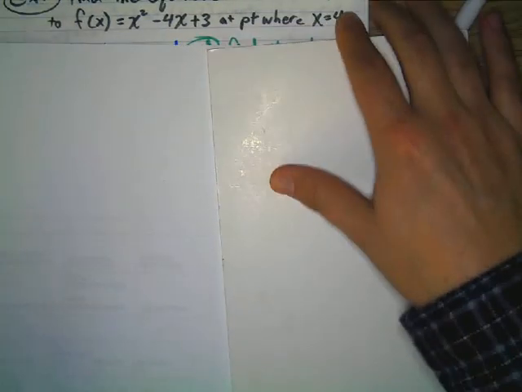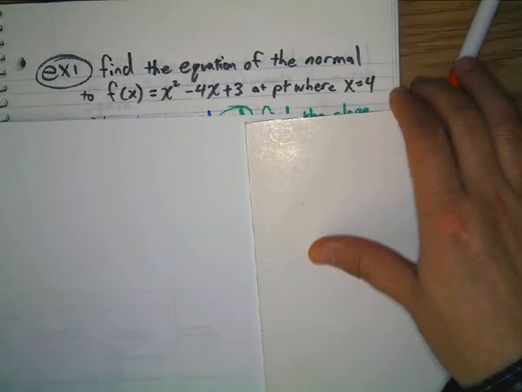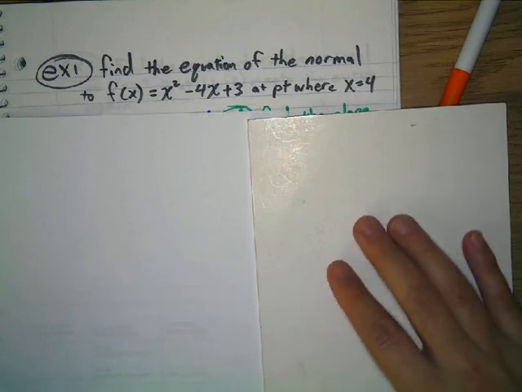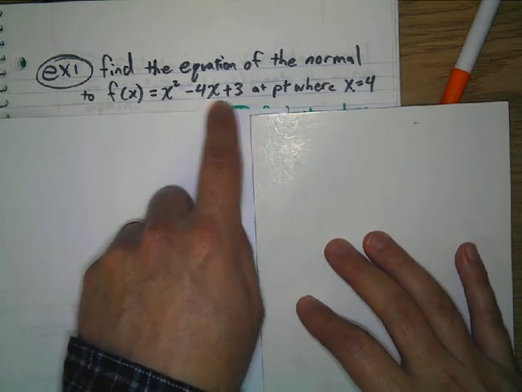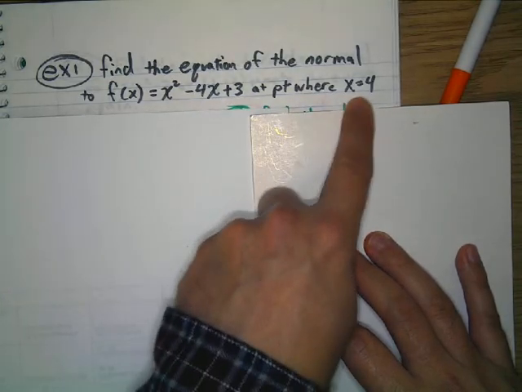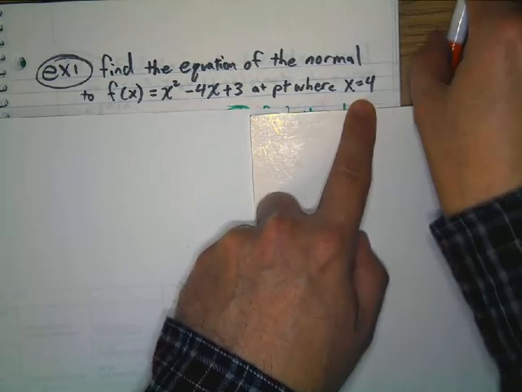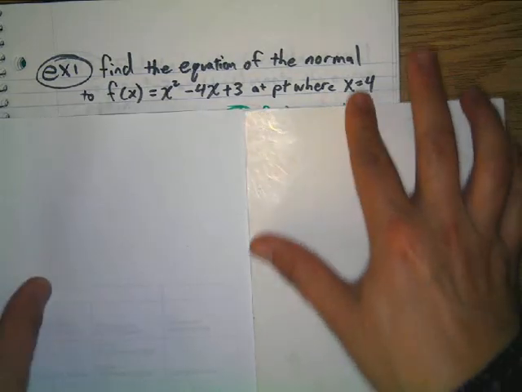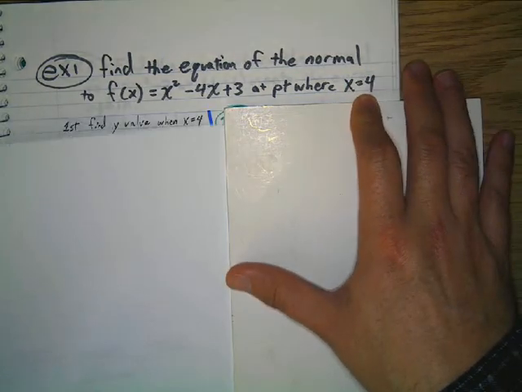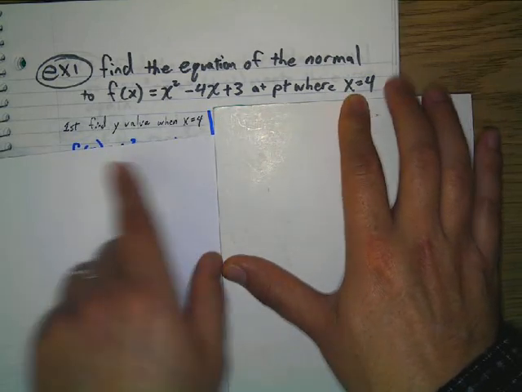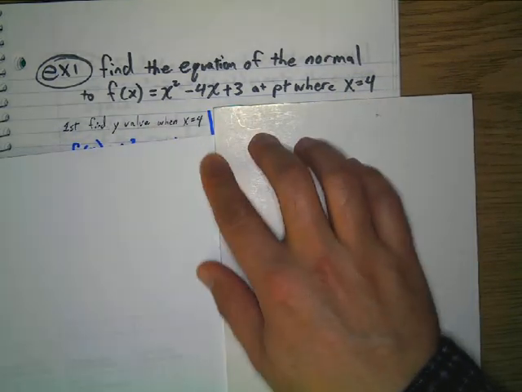So the first question we're going to be working on is: find the equation of the normal to f of x equals x squared minus 4x plus 3 at a point where x equals 4. So the very first thing I need to do is figure out, well, what's the y value at this point? In order to figure out the y value, I'm going to have to plug in 4 for x.